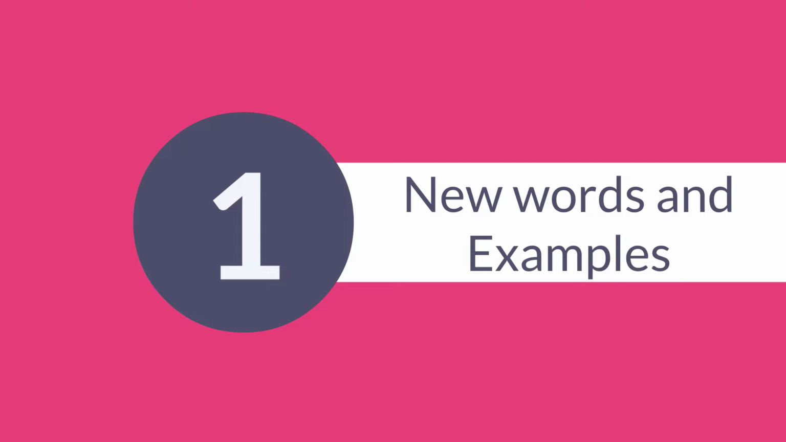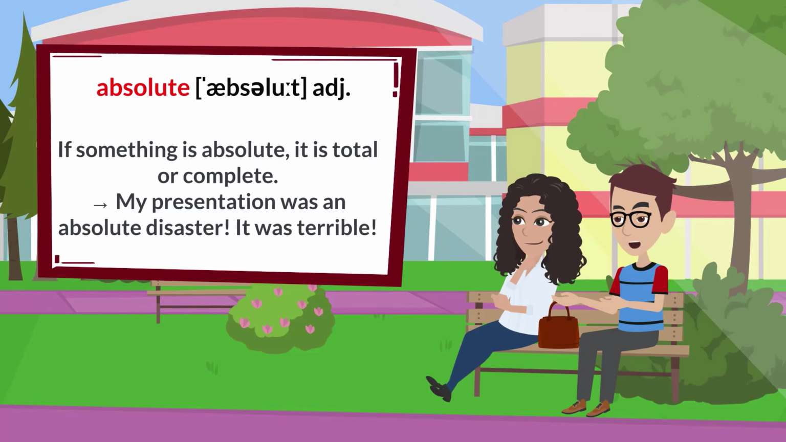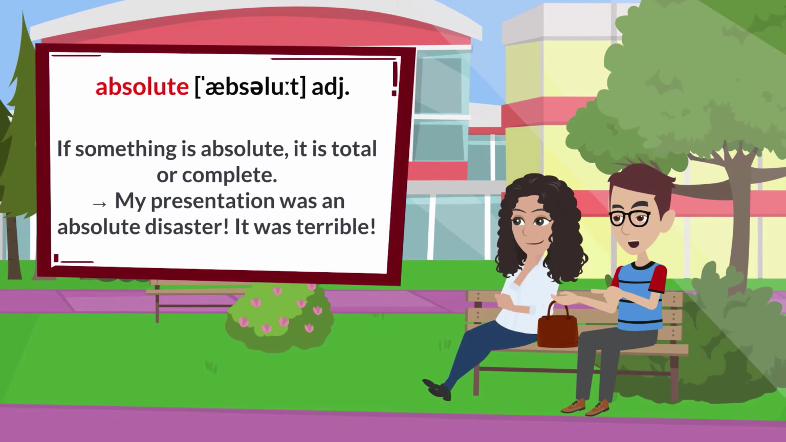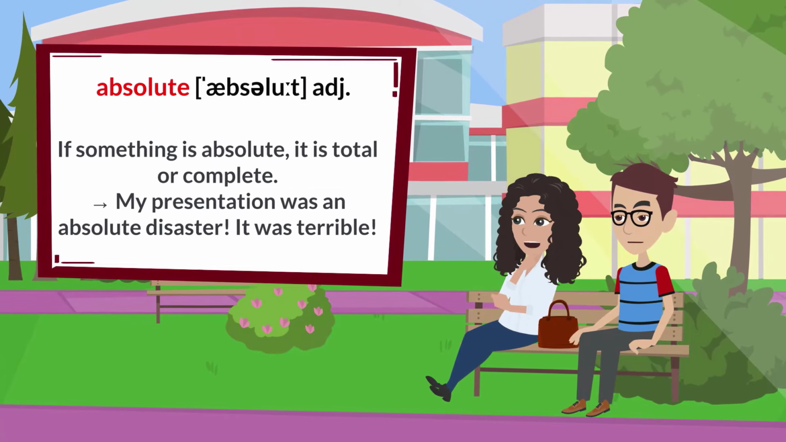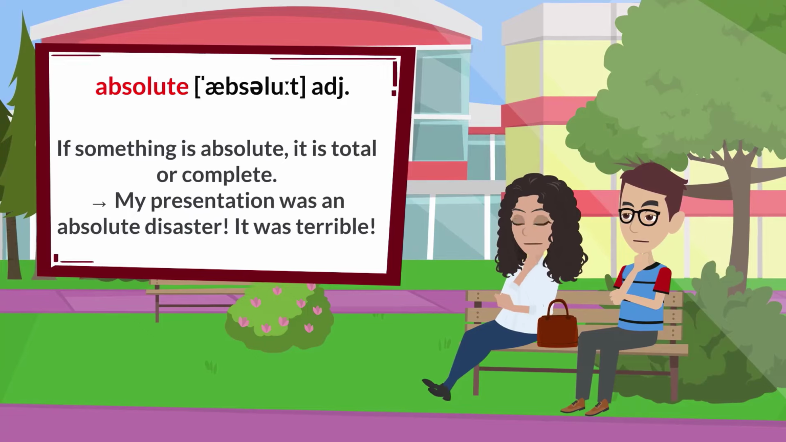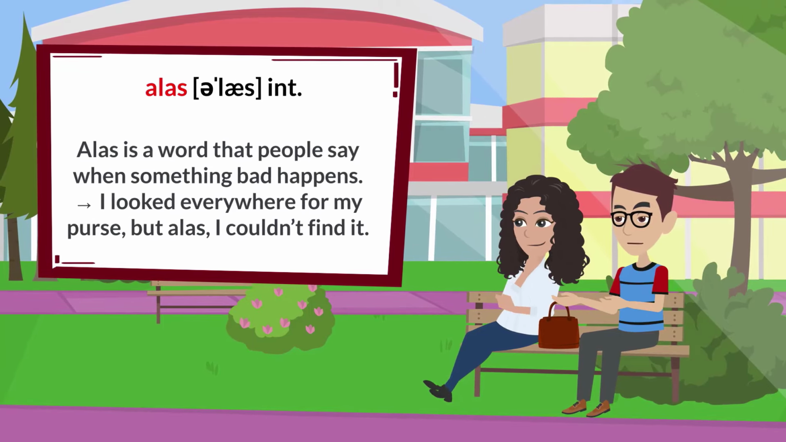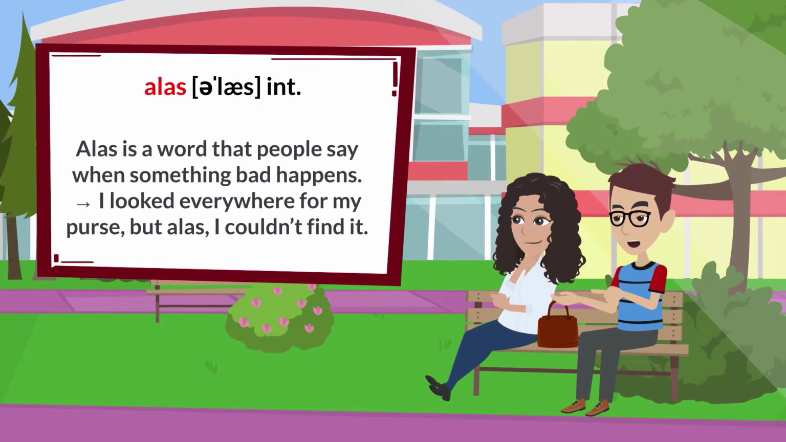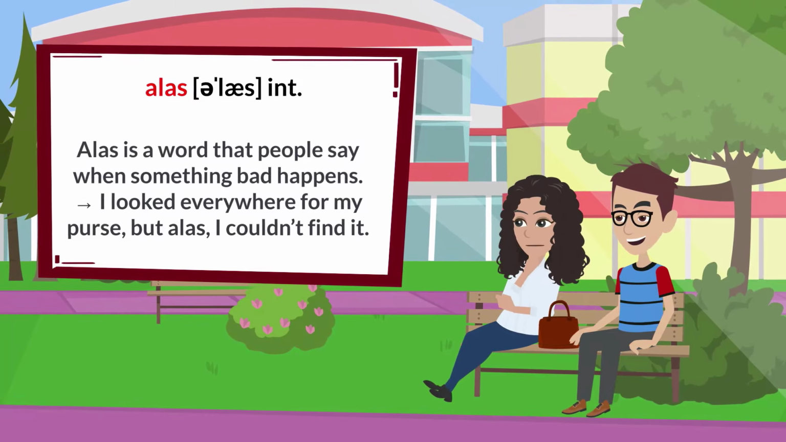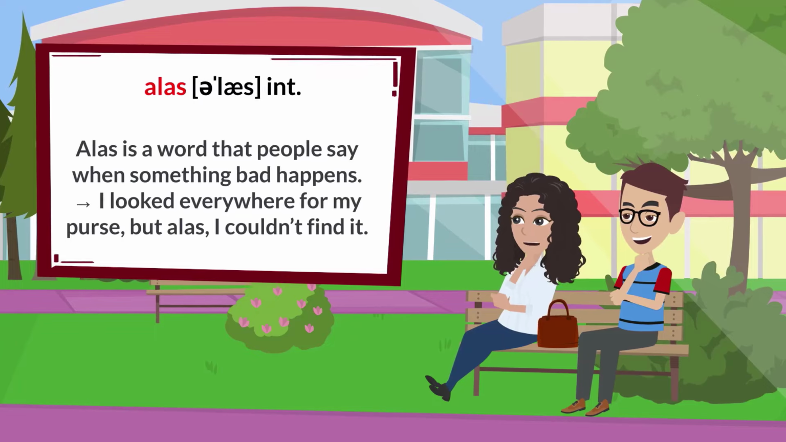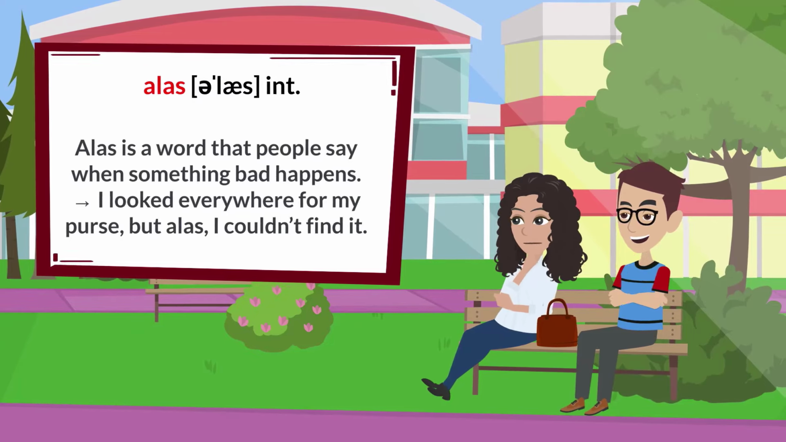New words and examples. Absolute. If something is absolute, it is total or complete. My presentation was an absolute disaster. It was terrible. Alas. Alas is a word that people say when something bad happens. I looked everywhere for my purse, but alas, I couldn't find it.